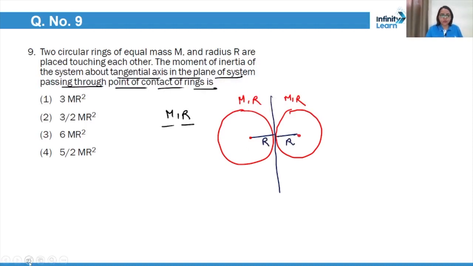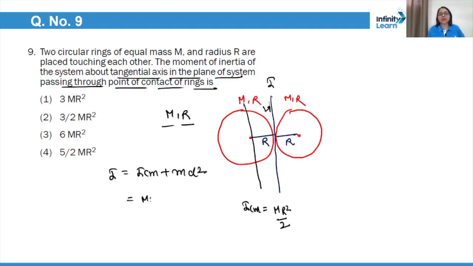Fine. We know the moment of inertia of this ring about this axis, right? This can be taken as ICM. This axis is passing through the center of mass, but it is in the plane of the ring, right? So it is mr square by 2. So using the parallel axis theorem, you can find the moment of inertia of this ring about this axis, which is passing through the tangent and touching these two rings. So I can be written as ICM plus MD square. ICM is mr square by 2 plus MD square.